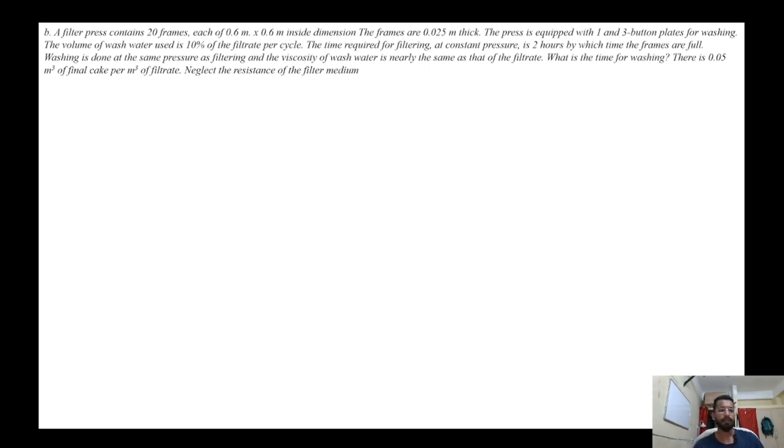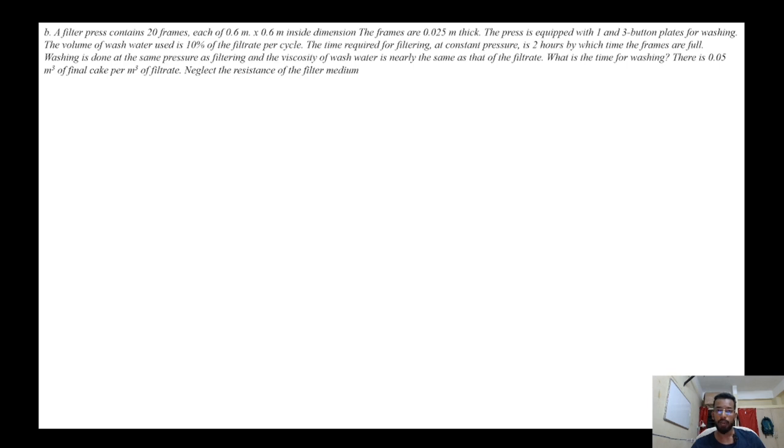The question says a filter press contains 20 frames, each of 0.6 meter by 0.6 meter inside dimension. The frames are 0.025 meter thick. The press is equipped with washing plates. The volume of wash water used is 10% of the filtrate volume.